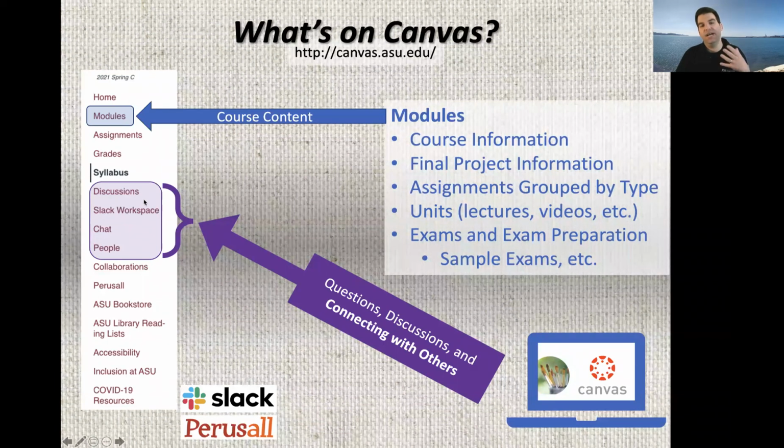For connecting with us or your other classmates, I recommend taking a look at the Canvas discussions. Feel free to post questions there. I will try to post answers to questions there, tips for homework, things like that. There's also a Slack workspace I've set up that doubles as a discussion board. There's a chat where you can chat with other students, say group mates, once you form your groups for your final project. And then People should allow you to find out who else is in the class and reach out to those people as well. So those are the main areas there.